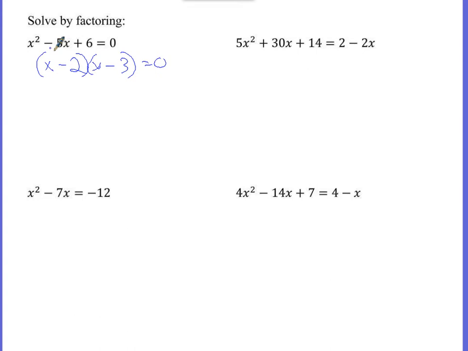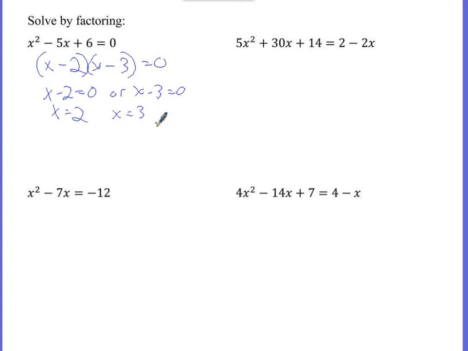And now what we have here is two things being multiplied together, giving me 0. So that means I can use the zero product property. Since it's multiplication here, and I just have two things being multiplied together, I can split this up and say that this must be equal to 0, or this must be equal to 0, in order for the whole thing to be equal to 0. So I write x minus 2 equals 0, or x minus 3 equals 0. And then we solve for x. x equals 2, x equals 3.